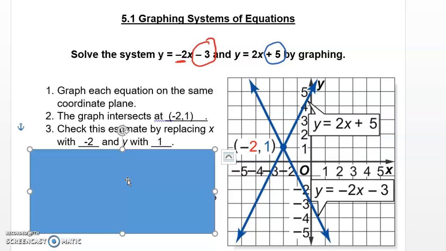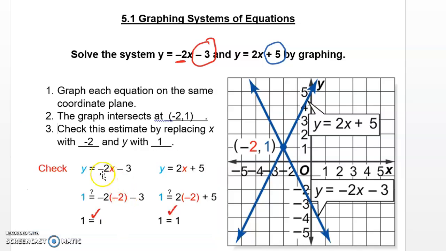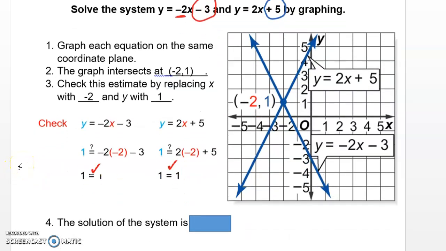All right, and then we want to check our estimate. We can check those by substituting x in for x in our equation, y in for y, and when we do the calculations, we see that the left side of the equation equals 1, the right side equals 1. And that's the case for both equations if we use the coordinate (-2, 1). It's where they intersect. So we can say that the solution to the system is (-2, 1).